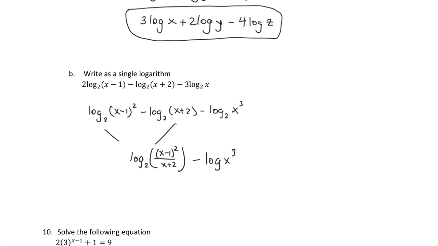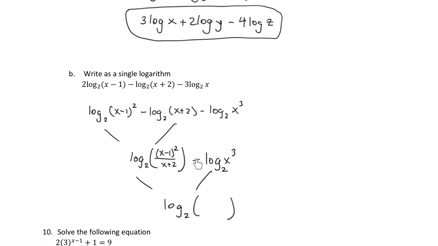And now we got to condense these two logarithms. Sorry, that's a log base 2. There we go. Condense these into a single logarithm. And since there's another minus sign, this is going to be the quotient rule.